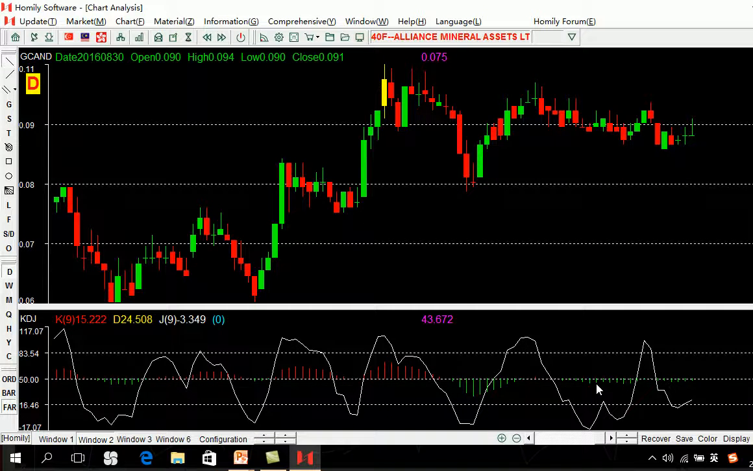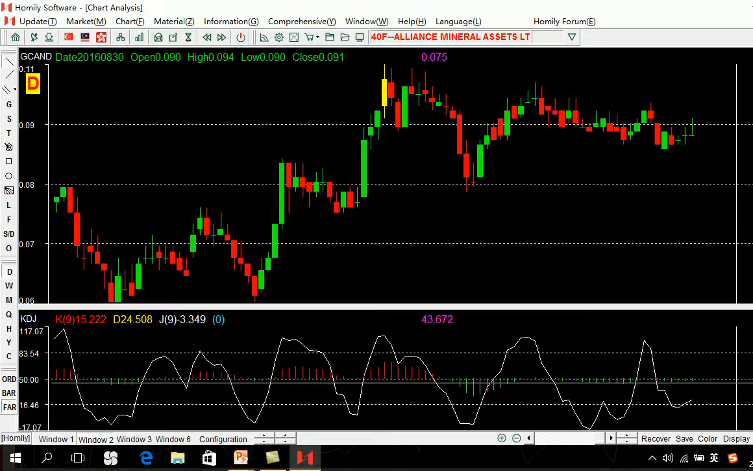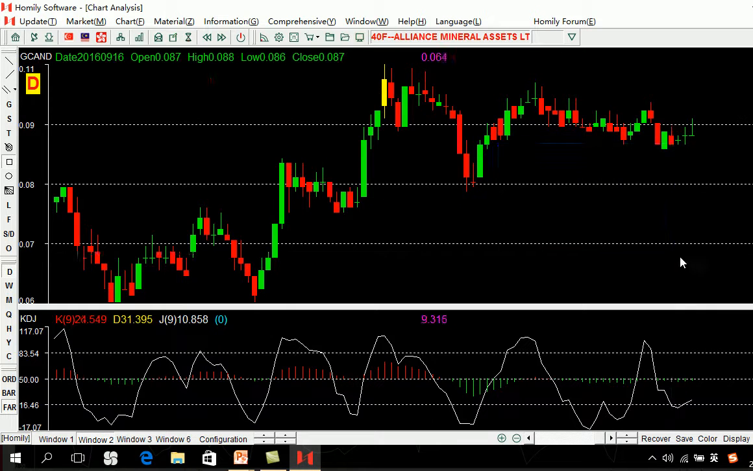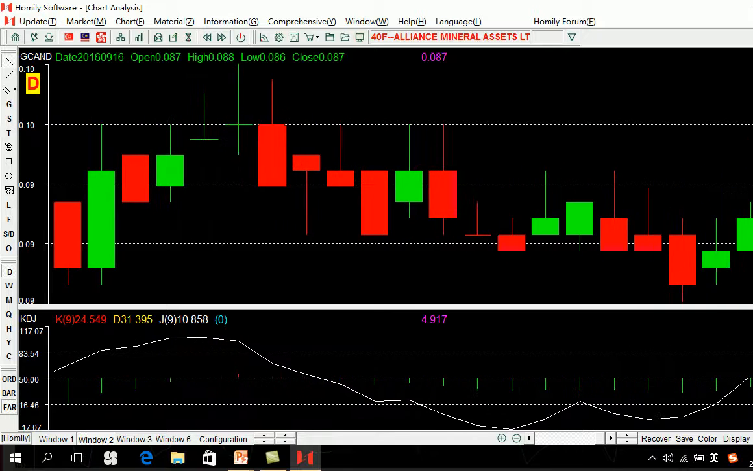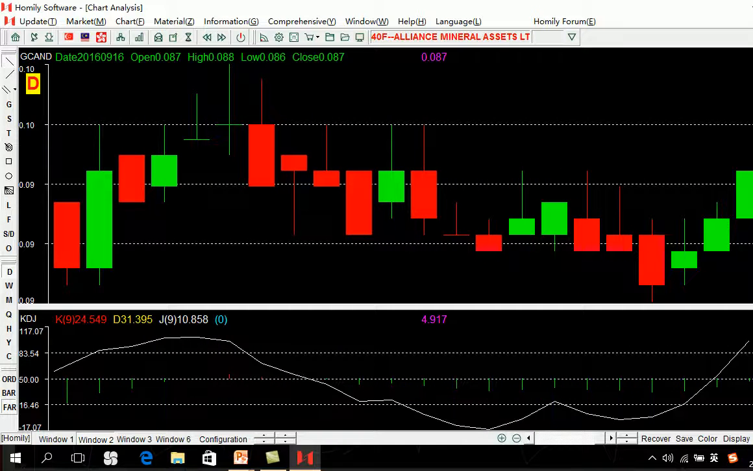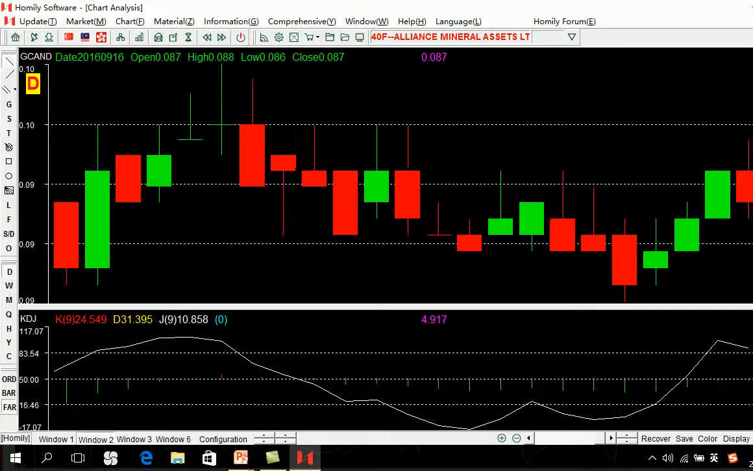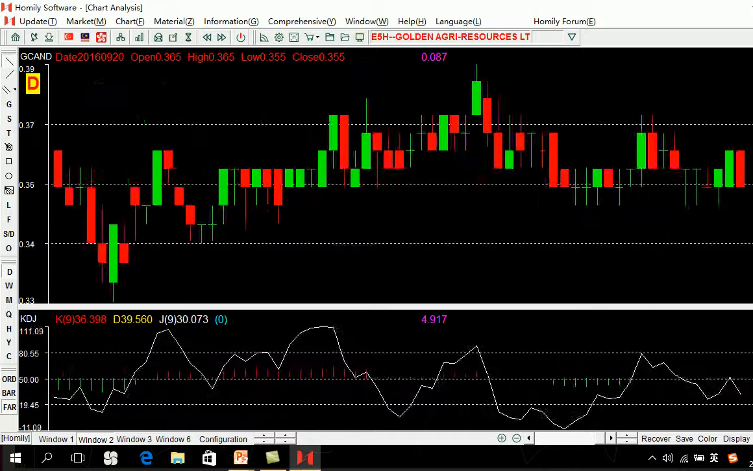This one, can we buy or not? This one, can we get in or not? No. Okay, then we can see here. Can we buy here or not? The J-line output cross, but the MACD is green color. Buy or not? No, we cannot buy. Okay, this method is simple.